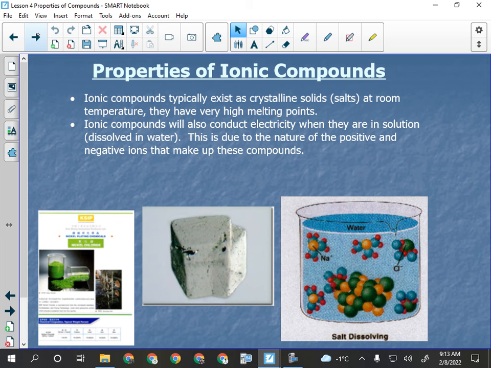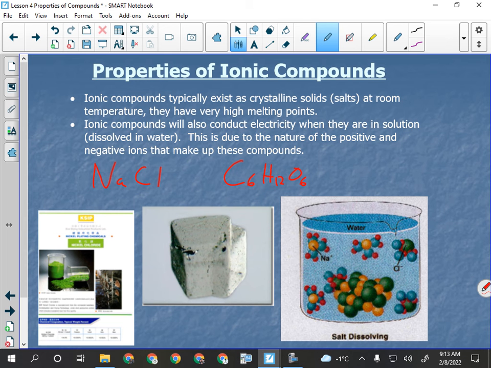But salt is ionic. Sugar is ionic or molecular? Carbon, metal or non-metal? Non-metal. Hydrogen listed second, non-metal. Oxygen, non-metal. All non-metals, this is molecular.